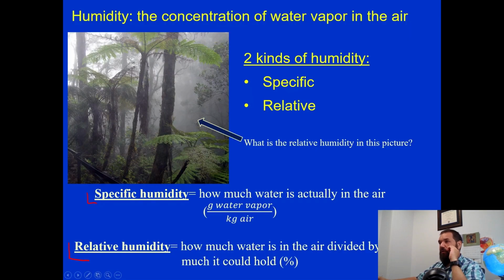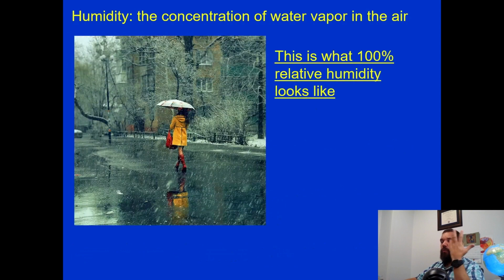So anyway, going back to our lecture, the specific humidity is different though. It's the actual amount of water that's dissolved in the air. So we express that in terms of grams of water vapor per kg of air, okay? Relative humidity is how much water is in there, the specific humidity, divided by how much it could actually hold and expressed as a percentage, okay? So when it's 100% humidity, that means the air is saturated. It cannot hold any more water vapor, and then it starts to basically precipitate out, right? So it starts to condense, and it starts to precipitate, okay?